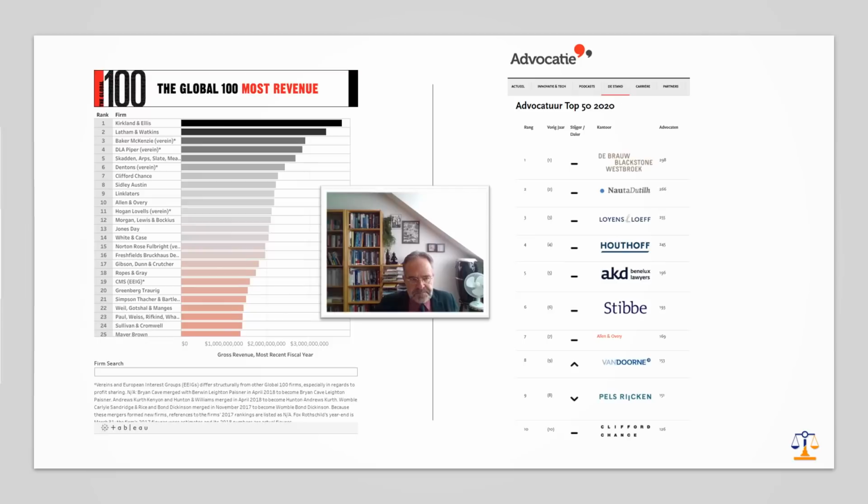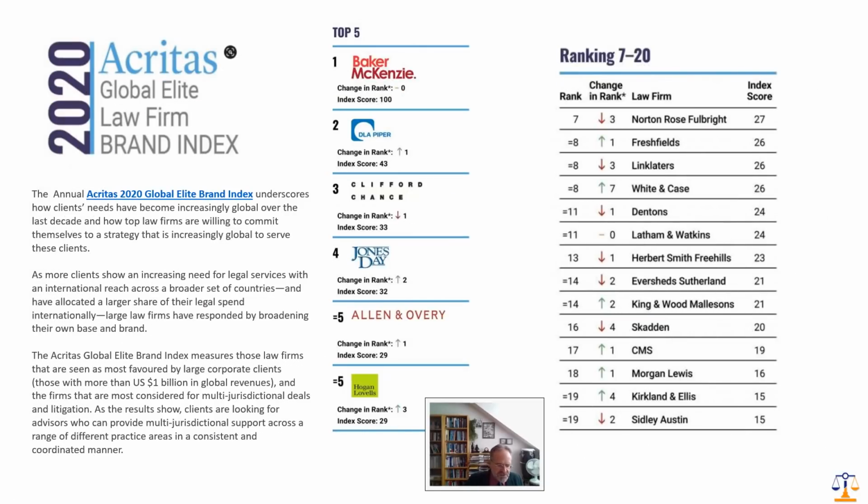Now, there's another company, Acritas, which measures the corporate branch of law firms, and they have a ranking of the global elite law firms, and here you see some of the bigger names: Baker & McKenzie, which is around the corner here, DLA Piper, which is around the corner here, Clifford Chance, which is shortly by, Jones Day is shortly by, Allen and Overy is shortly by, and Hogan Lovells recently moved shortly by to the Amsterdam Zuidas. So these are the really big names in business.